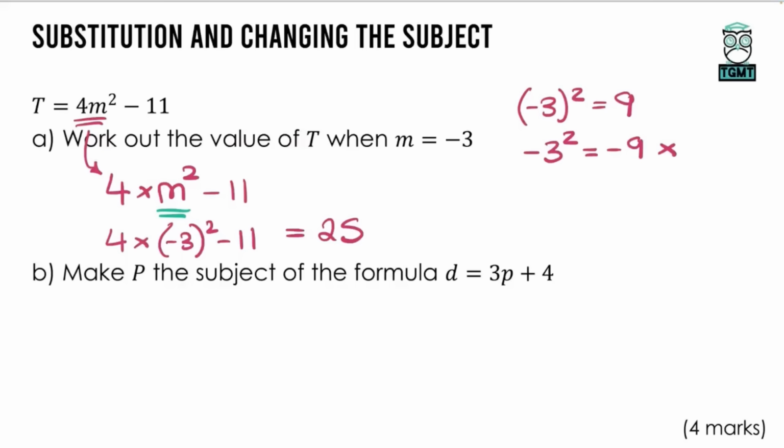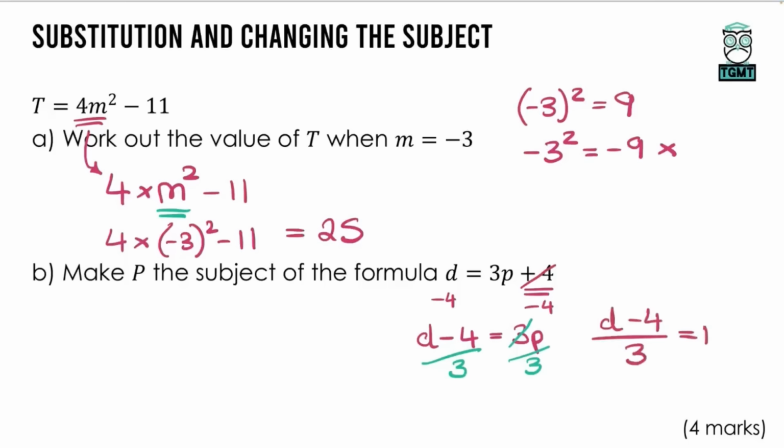For part B, it asks us to make P the subject of the formula. And it's a relatively nice formula. We just need to first do the inverse by getting rid of this 4. And to get rid of the 4, we would subtract 4 from both sides. That means we get the expression on the left, d minus 4, and that's now just equal to 3p. To get rid of that 3, we have to divide by 3. And when we divide by 3, it creates a fraction on the left. It gets rid of the 3 on the right. And we just end up with d minus 4 divided by 3, and that is now equal to p.